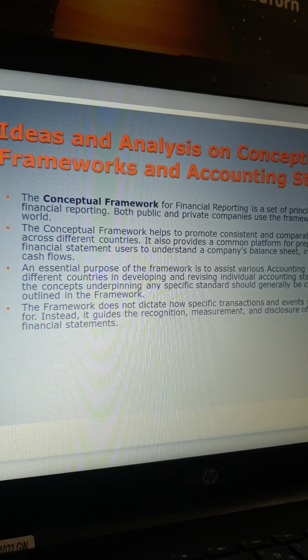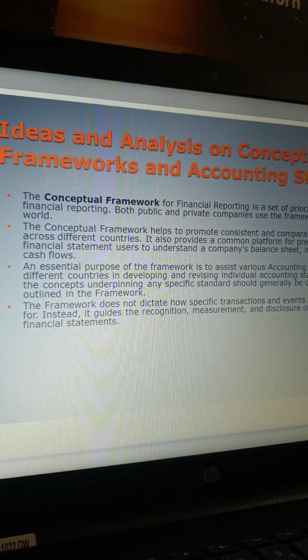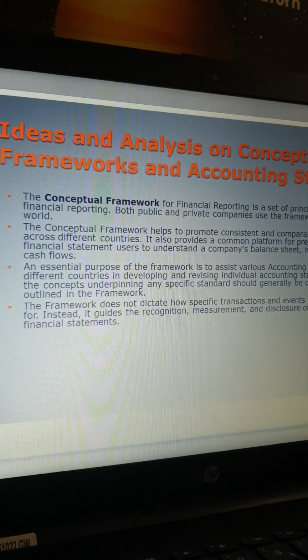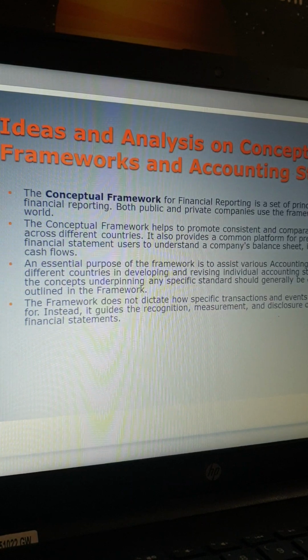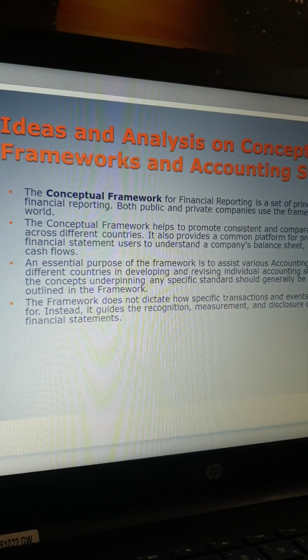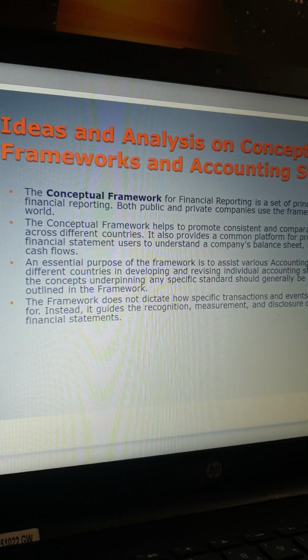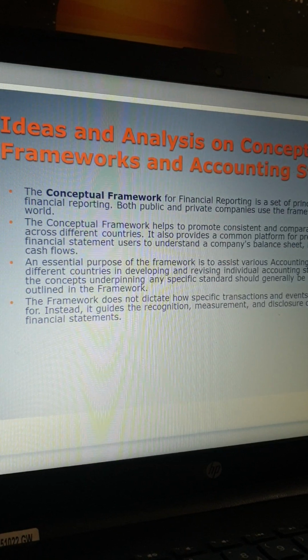The conceptual framework for financial reporting is a set of principles that guide financial reporting. Both public and private companies use the framework around the world. The conceptual framework helps to promote consistent and comparable financial reporting across different countries.